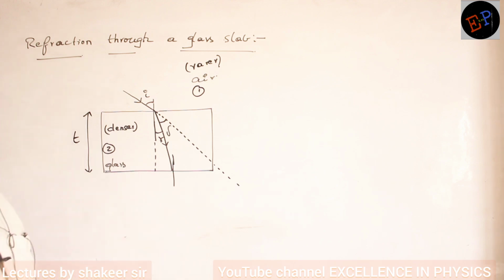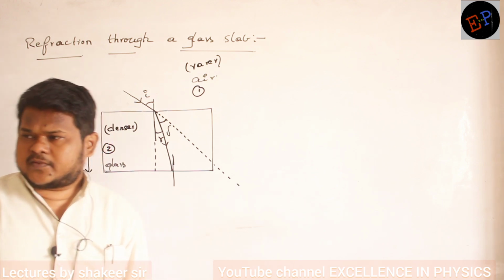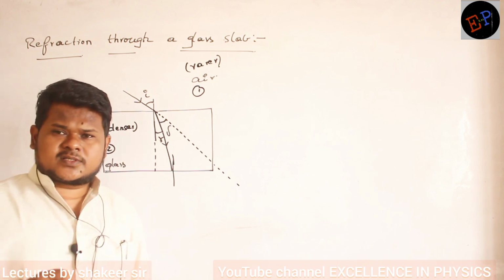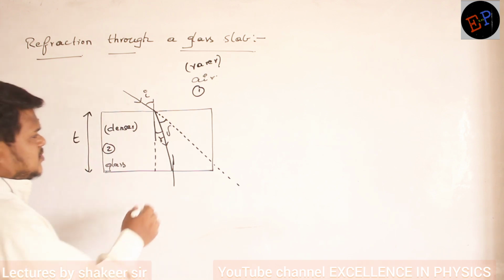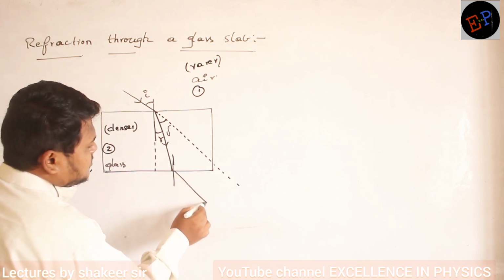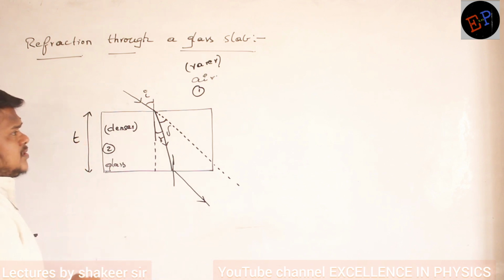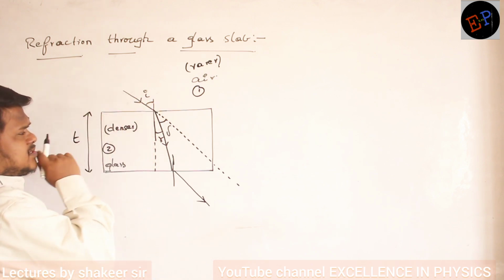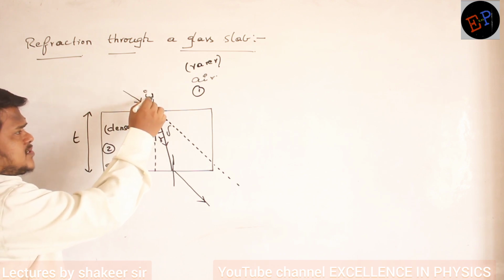So what happens to its velocity? It increases. When velocity increases, will it bend towards the normal or away from the normal? It will bend away from the normal like this. Are you able to understand now? So let us call this angle the angle of incidence I, or you can call it I1.